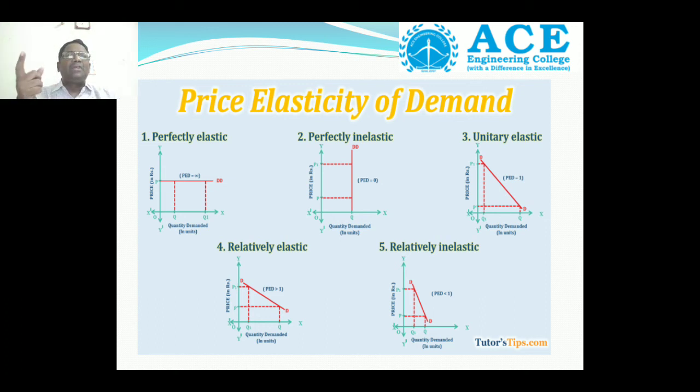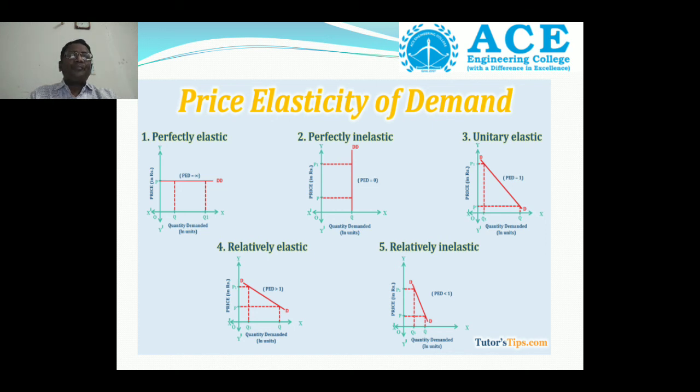Here in the relatively elastic, the proportionate change in the price is less than the proportionate change in the quantity demanded. But in the relatively inelastic, the proportionate change in the price is more. There it is less, here it is more. You should remember the difference. Then the curve is very straight towards the OX axis, sloping downwards from left to right. Then what is the value? The value is less than 1.